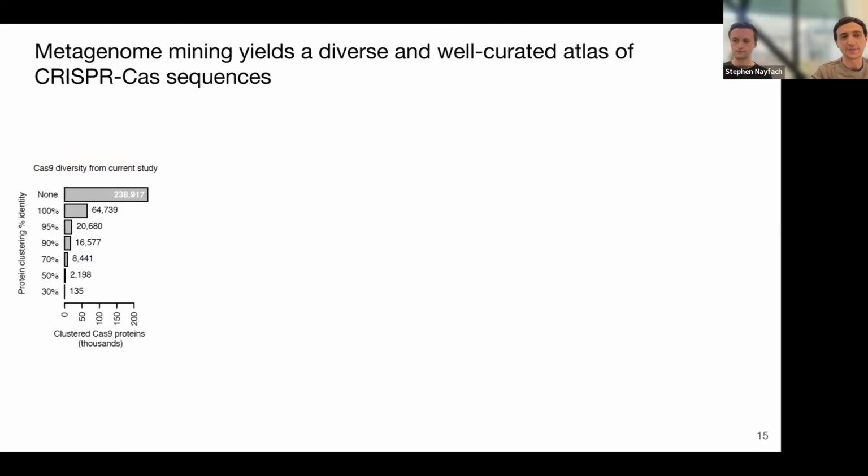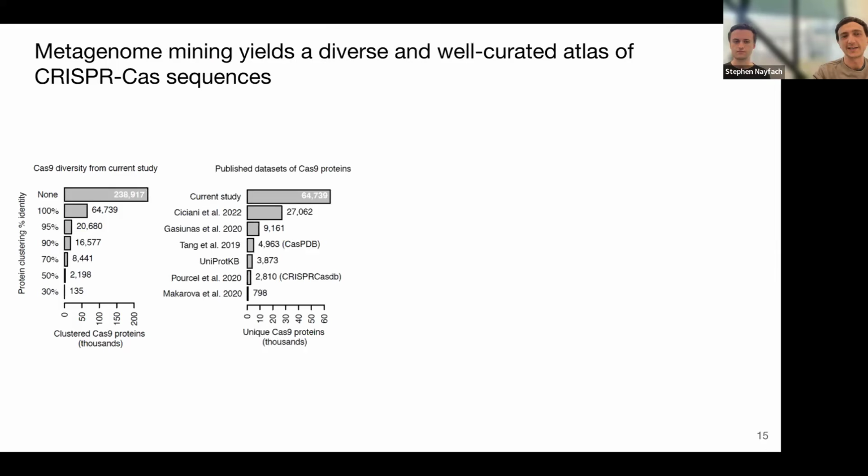And so for Cas9 specifically, how much data do we actually get? Altogether, there were nearly 240,000 of these CRISPR-Cas operons from type 2 systems that contain Cas9. Clustering these 240,000 sequences, we revealed about 65,000 that were unique. And so how does this stack up against what was already existing in the public or from the literature?